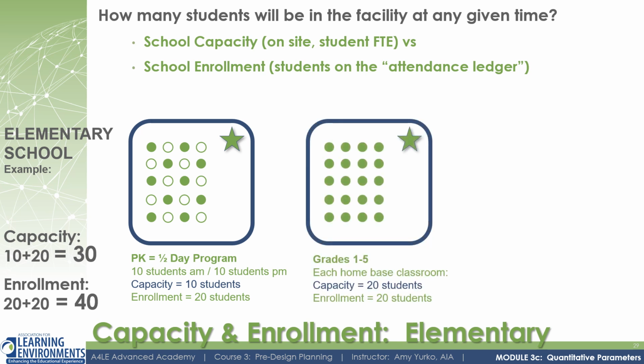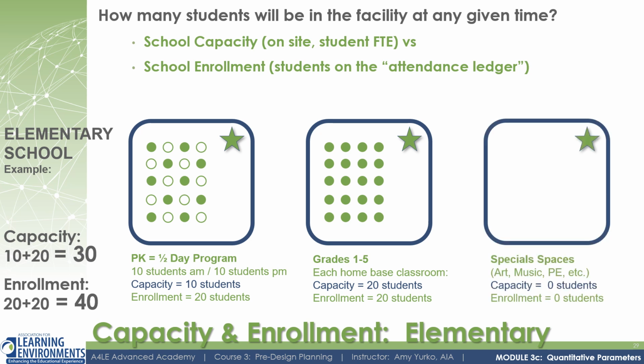For grades 1 through 5, each group of students is typically assigned to a home-based space, like a classroom. In this example, we'll say there are 20 students in each of those classroom spaces. So in the grade 1 through 5 space, the student capacity actually equals the enrollment. But what happens when we have those specialty spaces in an elementary school like art and PE or even library? When students are participating in those programs, they often leave their home-based classroom to borrow learning environments that are more tailored to those specialty activities. Meanwhile, no other students use the homeroom classroom that those students just left.